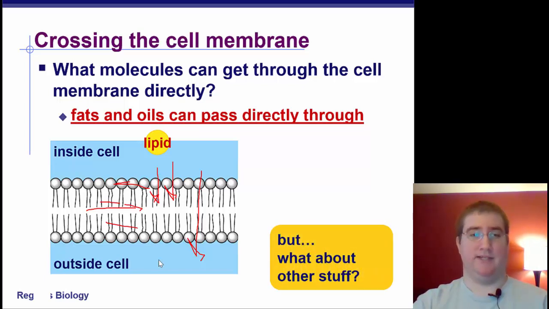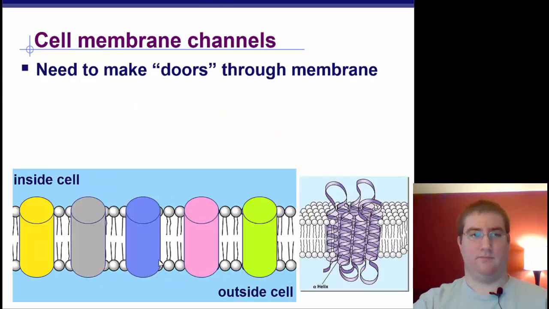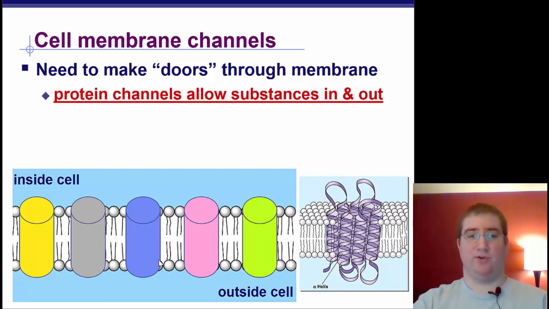So the question is, what about the other stuff? How do we get the other materials needed for your cells through the cell membrane if they cannot directly walk through the wall? You can see sugar, amino acids, water, all of them cannot directly pass through the membrane. We actually make doors in the membrane. What are these doors made from that different things can get through? They're actually made out of proteins.